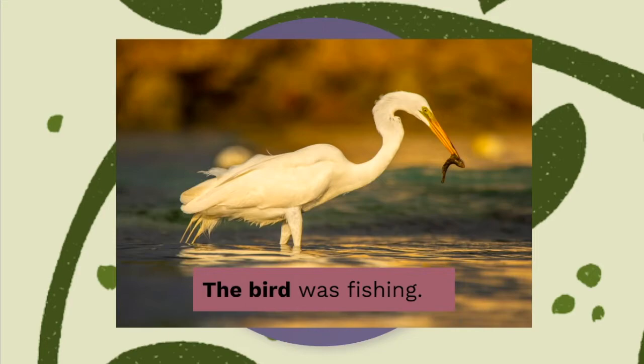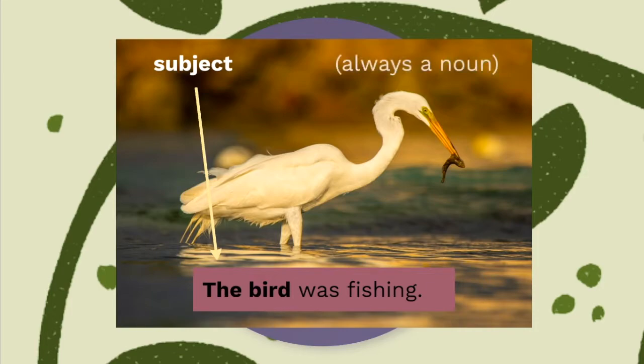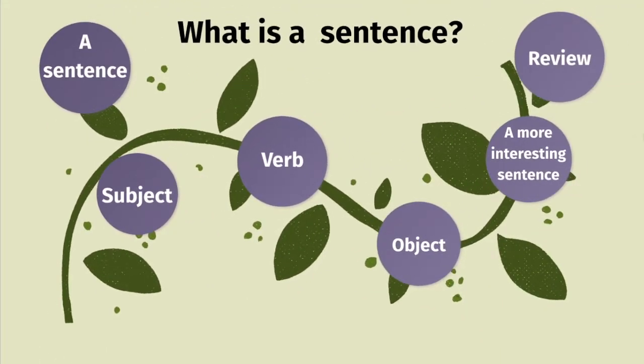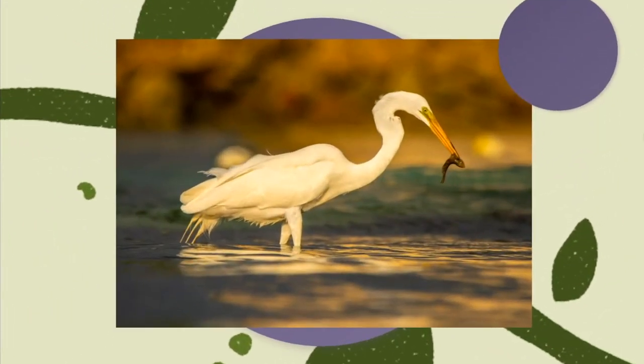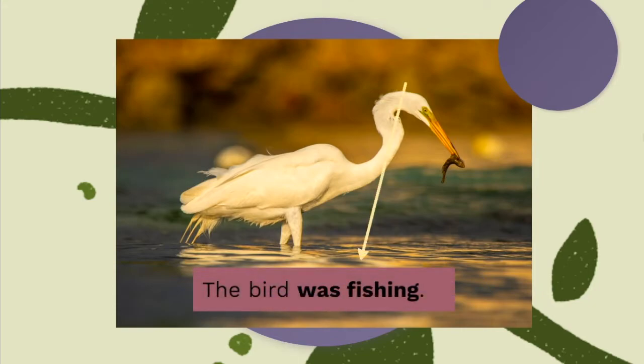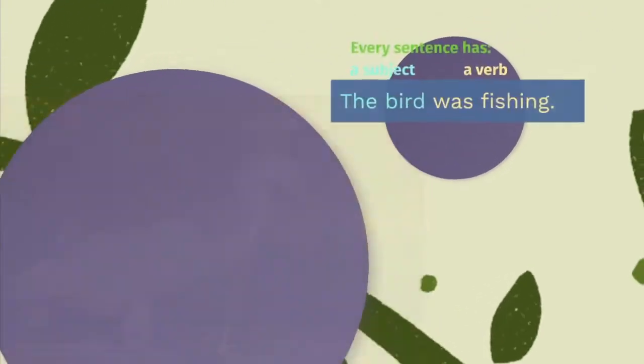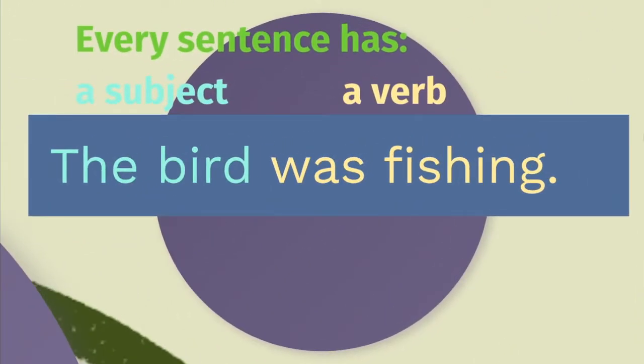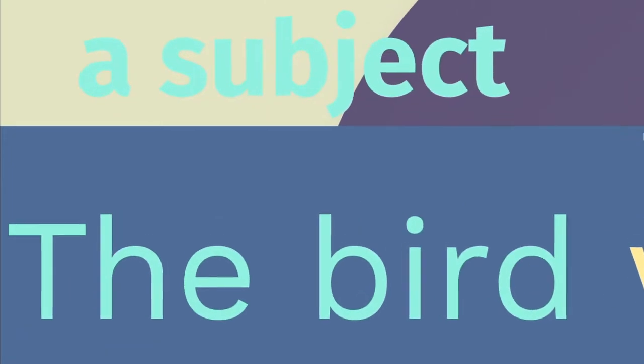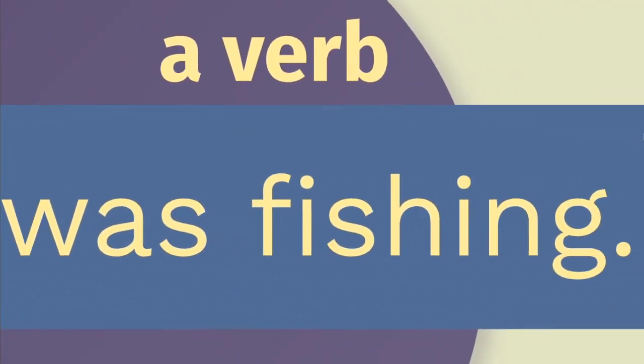Here, the subject is the bird. It's what we're talking about in our sentence. A subject is always a noun. And of course, we want to know more about that subject. So the verb tells us what the subject is doing, what it did, tells us more about the subject. So just remember, every sentence has a subject and a verb.